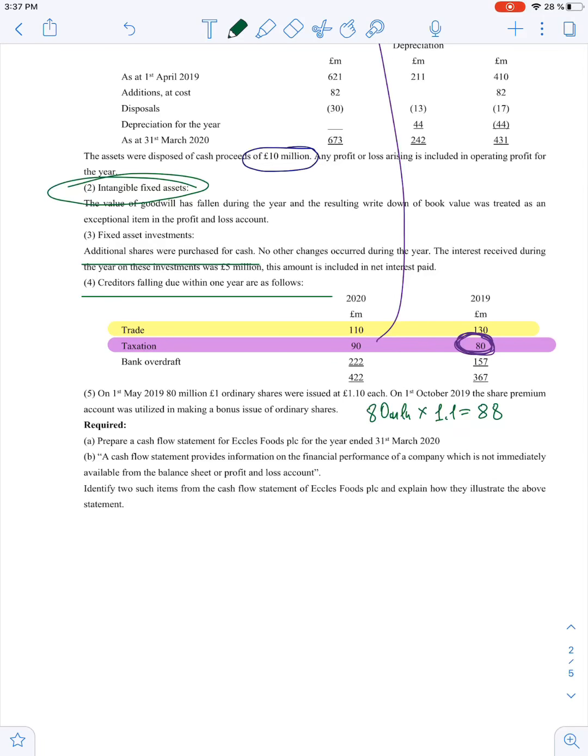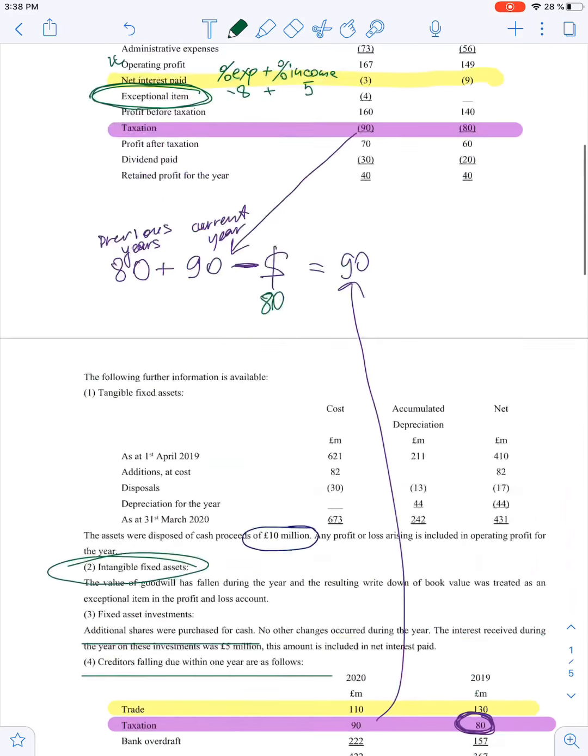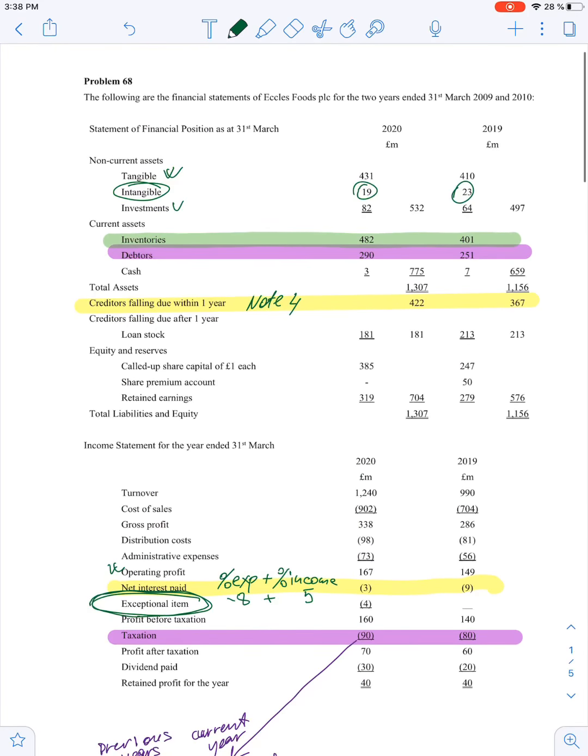But we are also told that the share premium account was utilized in making a bonus issue of ordinary shares. So normally, if no bonus issue was done afterwards, we would see the increase in share capital by 80, the nominal value, and an increase in share premium by 8. But if we look at the balance sheet, we could see that share capital increased much more than only by 80, and we have no share premium here.